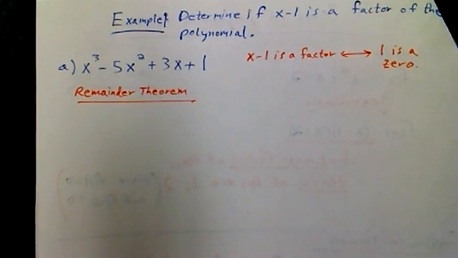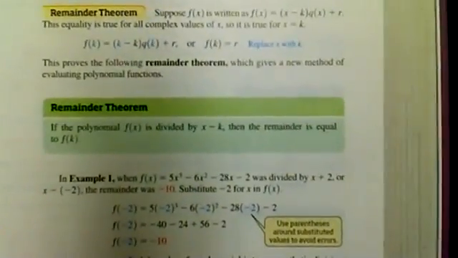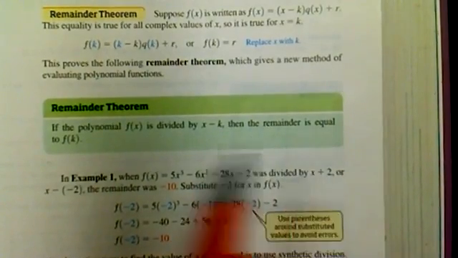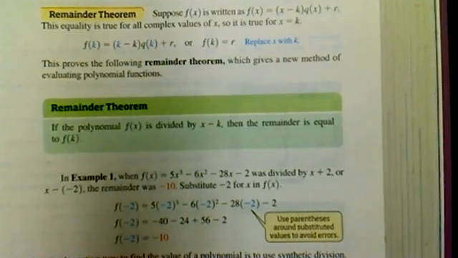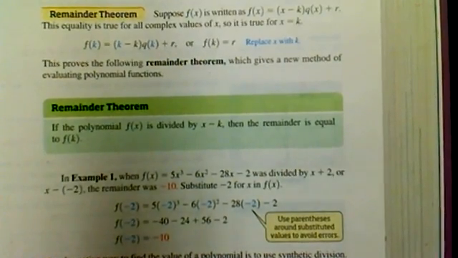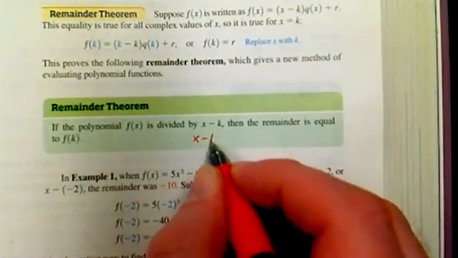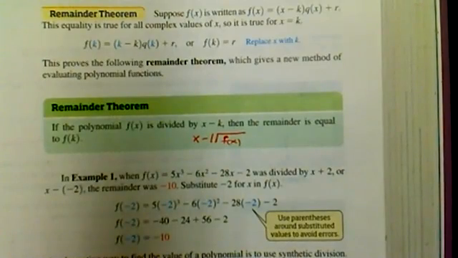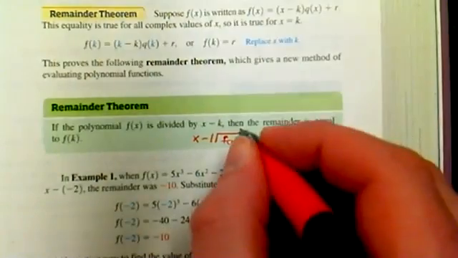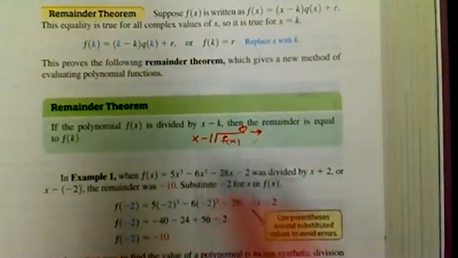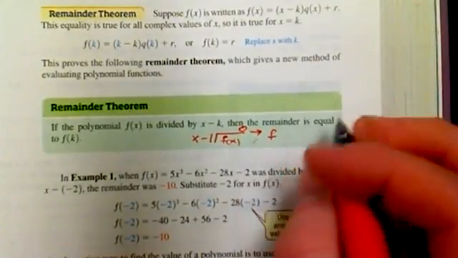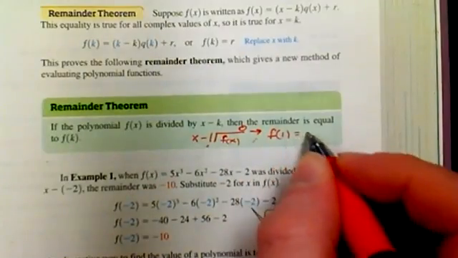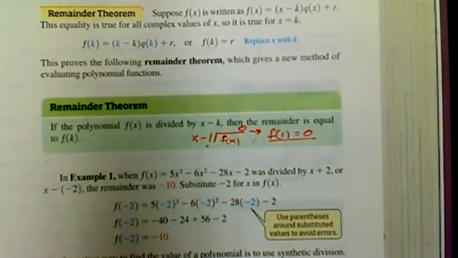This one right here, okay? The remainder theorem from 3.2 says, if the polynomial f of x is divided by x minus k, then the remainder is equal to f of k, okay? So if I were to do the division, okay, of x minus 1, if I were to divide that into some function, okay, and I can use my synthetic division, and if the remainder is 0, that tells me that the remainder is equal to f of whatever this is, f of k. So f of 1 would be equal to 0. Okay.